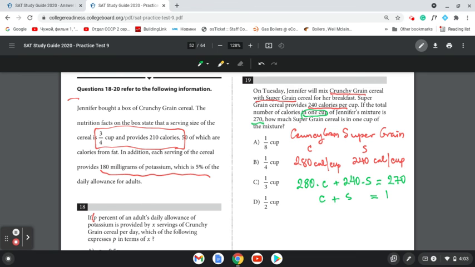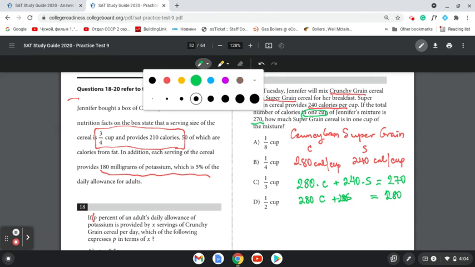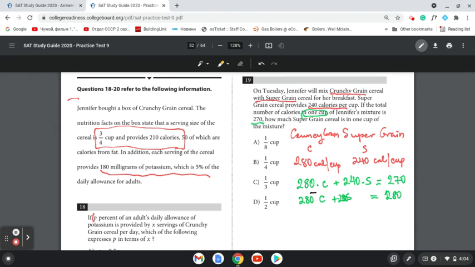As previously we've discussed, when we have systems of equations and we need to solve them, the method of elimination is the quickest one. So what I'm going to do is multiply both sides of the second equation by 280, and then subtract both equations. Why am I eliminating C? As you know, the question is about super grain cereal, so I'm looking for the value of S.